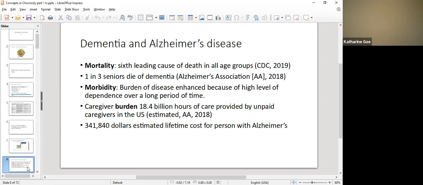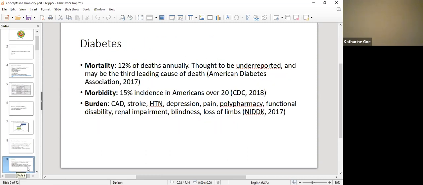And over $300,000 is estimated in lifetime costs for a person with Alzheimer's disease. So we'll look at each of these chronic illnesses in turn through the lens of mortality, morbidity, and burden.